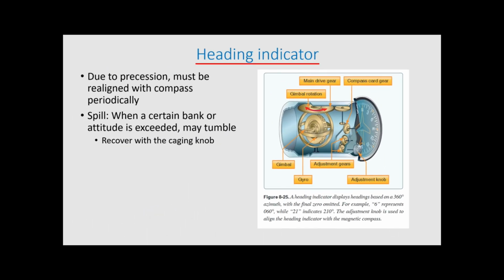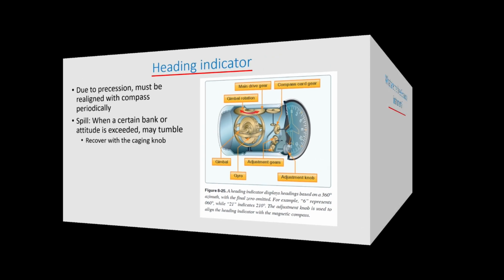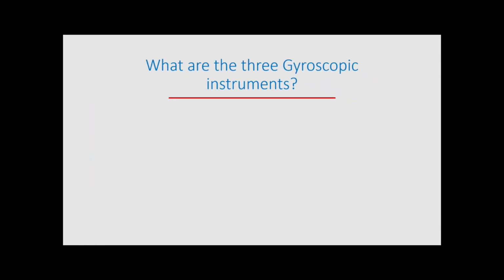The heading indicator is our third gyroscopic instrument. The heading indicator displays headings based on a 360-degree azimuth with the final zero omitted. Due to precession, we must periodically realign the heading indicator with our compass to make sure that it is accurate. If we exceed certain bank angles, the heading indicator may spill or tumble, and so we might need to recover using the caging knob. What are the three gyroscopic instruments? The attitude indicator, the turn coordinator, and the heading indicator.